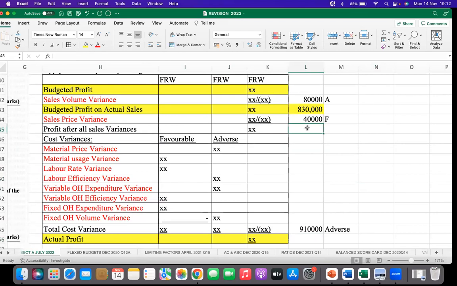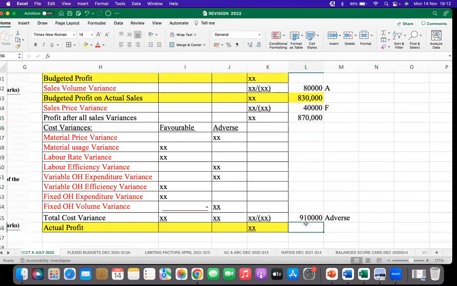You'll first of all get profit after all sales variances. You take 830 plus 40. Why do we add 40? Because it is favorable. It gives you 870. And then actual profit will be 870 minus 910. So it has given you a loss. So the business made a loss, if you are asked for this.